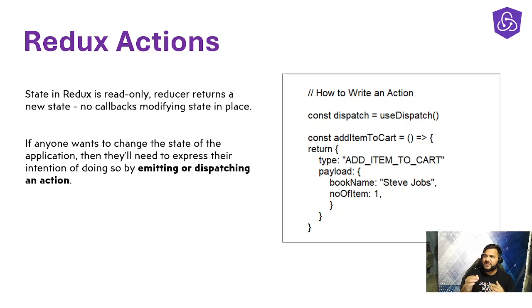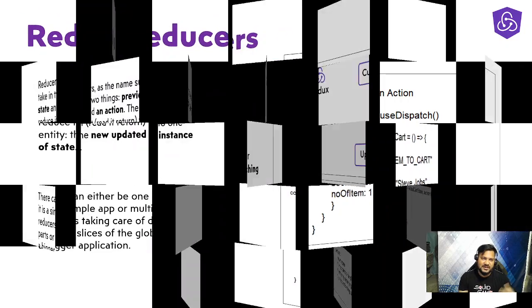Let's suppose I will dispatch an action. I will call the action and say update this particular record. So the action will pass the request to the reducers, and the reducer will perform those requests and return back the new state. So look at the reducers.